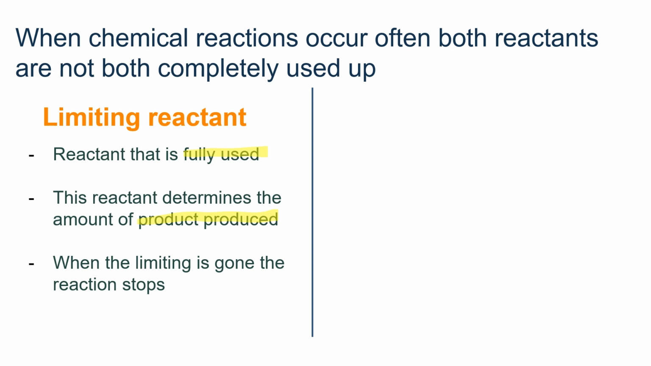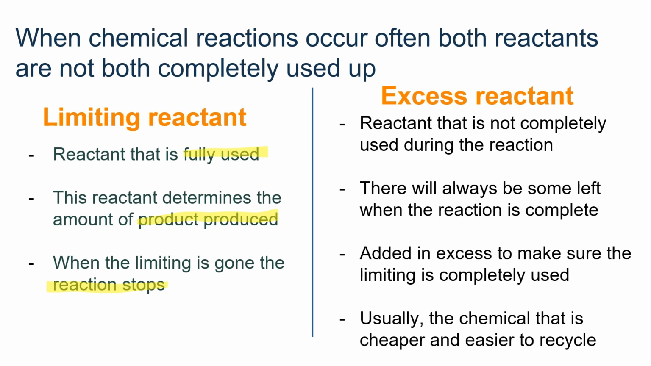And when that limiting is gone, our reaction stops. So our reaction continues until that limiting is completely used. Our other reactant is called our excess reactant. This reactant isn't completely used during the reaction. There's always some left over when the reaction is complete.